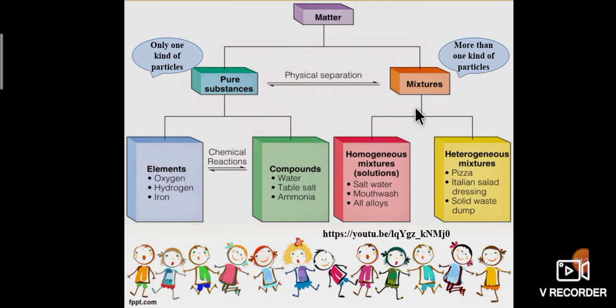Next, mixtures are further classified into 2 types. First one is homogeneous mixture, second one heterogeneous mixture. In a homogeneous mixture, components are uniformly distributed. Example, salt water, mouthwash, tea, coffee. After preparation, we cannot see the individual substances. Next, in a heterogeneous mixture, components are not uniformly distributed. Example, soupy noodles, pizza, waste in dustbin. We can see the components easily. To know more details about pure substances and mixtures, see the link below.